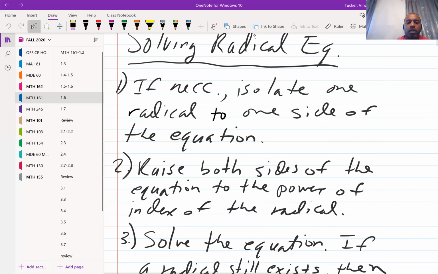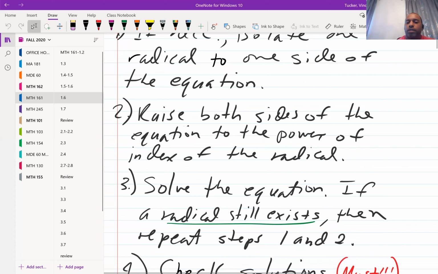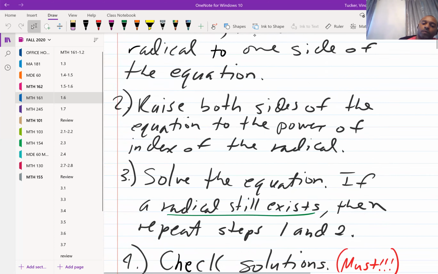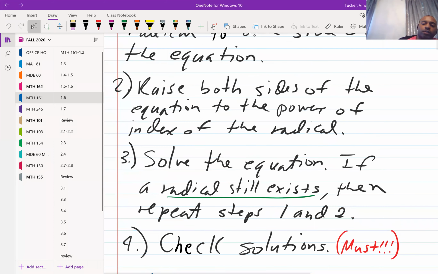All right. Third step, we're going to solve the equation. If a radical still exists, then you have to repeat steps 1 and 2. So it is possible to have more than one radical in your equation. Then step 4 is check your solutions. Notice I said that is a must. Reason being is because once you square both sides or raise both sides to an even power, it is possible that what you did may have created an extraneous solution. So you have to go back and check your solutions.